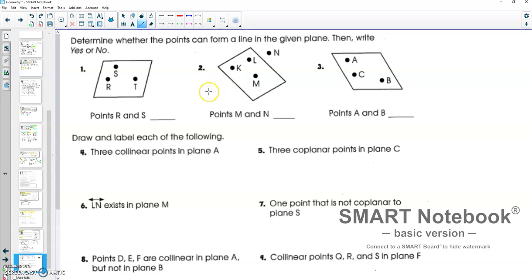Let's look at some of the homework examples. Determine whether the points can form a line in the given plane. Then write yes or no. So look at this. Are all the points inside the plane? And if I were to draw lines, would those be in the planes? So write yes or no. Same thing here. M, N. If I drew a line from M to N, would that be coplanar? A, C, B, points A and B. If I drew a line from A to B, are those coplanar, and does that form a plane?